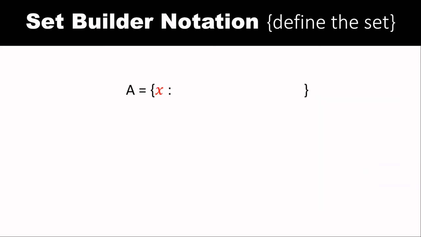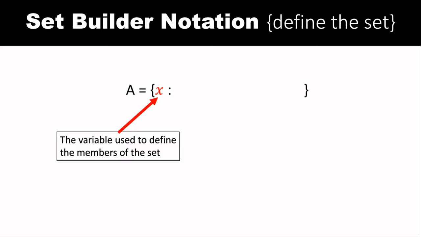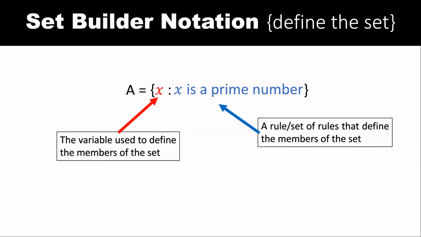Let's try another one, but this time let's define a number set. Capital A is the name of my set, and I'm using x to define the members of the set. Now, in this case, I'm saying that x could be any value that's a prime number. So set A is a set of all x's where x is a prime number. So here's what set A may look like. 2, 3, 5, 7, 11, and 13 are all prime numbers, but this could go on forever.